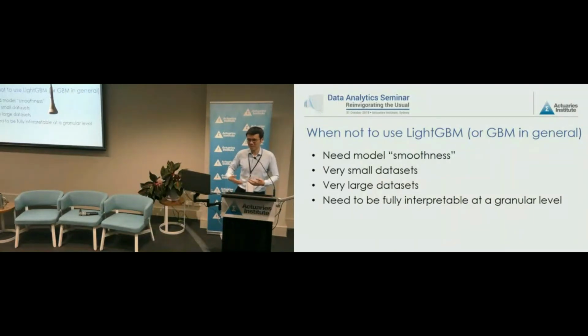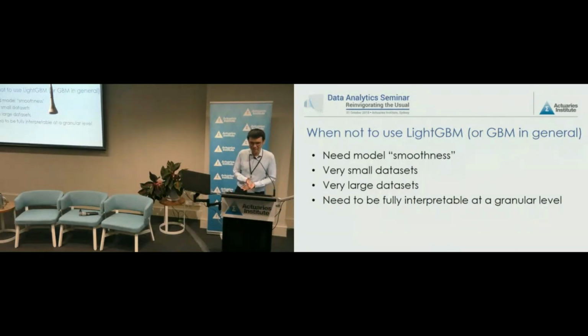Otherwise, there will be some issue with communicating that to the client. So that's when GLM is more useful because it can ensure that smoothness. Very small data sets. So you only have, say, 200 rows of data. You throw a GBM on top of that, it's going to overfit. So in that case, GLM is often a better choice.